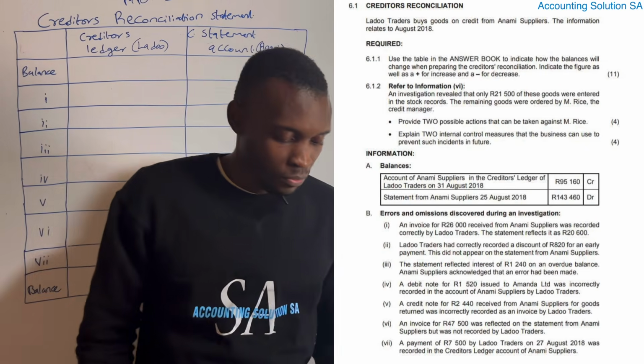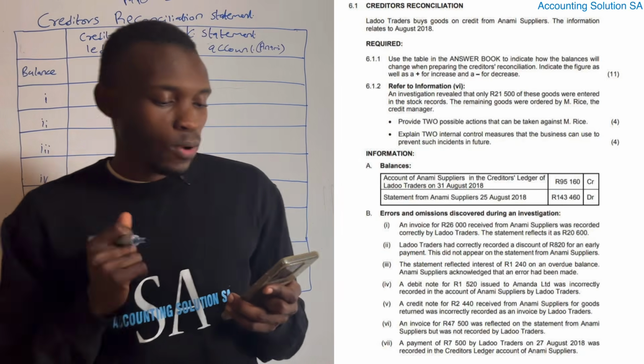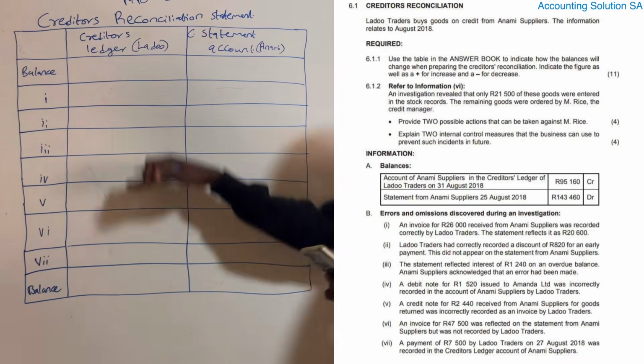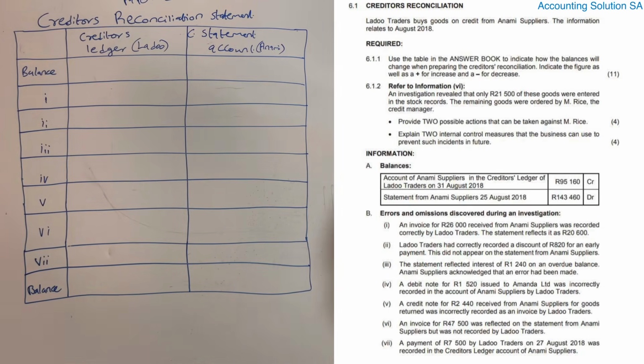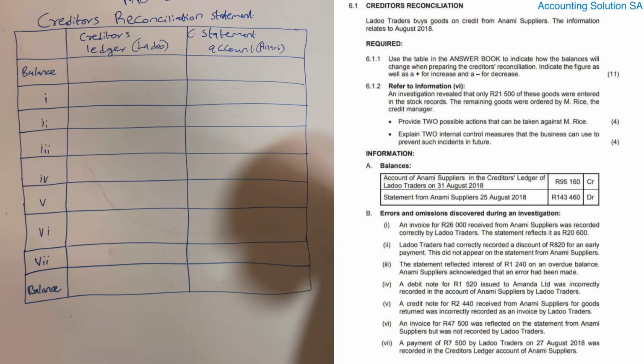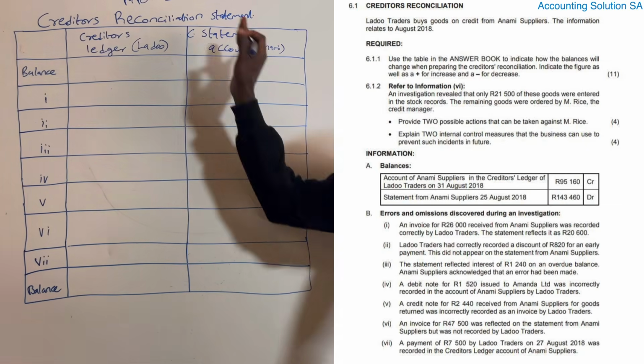All right, now let's go through required number 1. Use the table in the answer book. Is this one? They give us an answer book and they say we have to indicate by plus or minus to show that we are subtracting or we are adding, under affected book, which is either here or here.